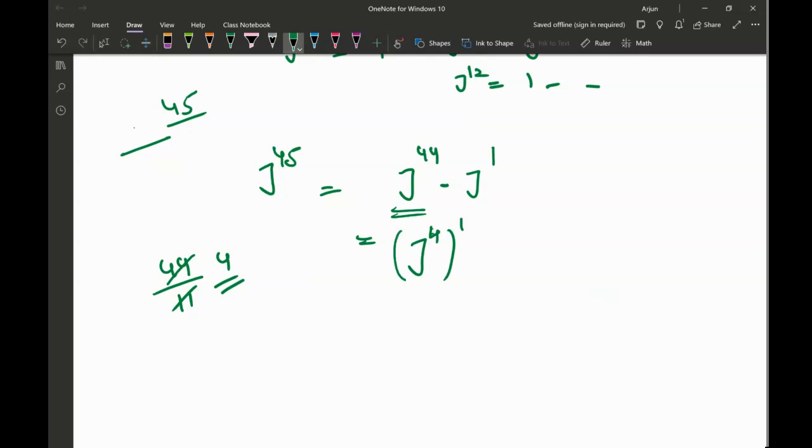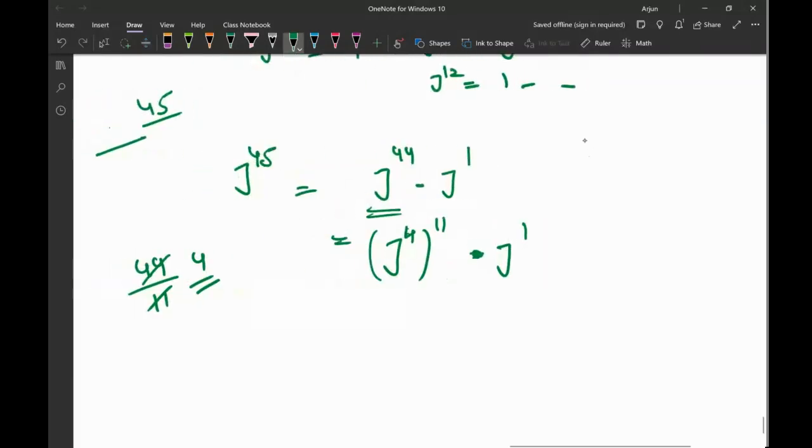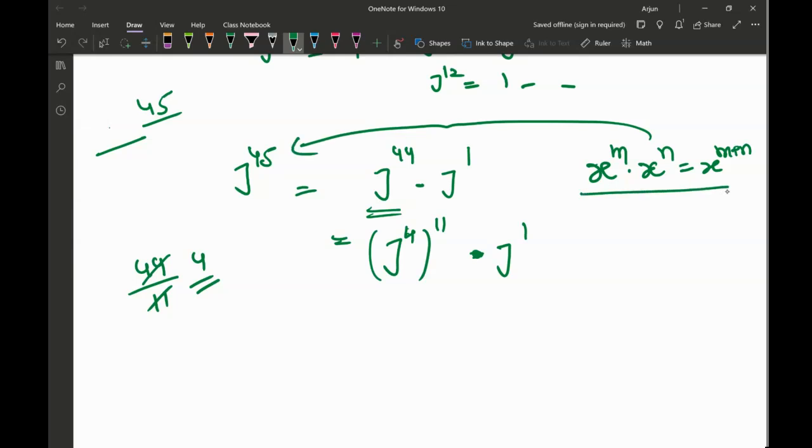j to the power of 4 raised to the power 11, times j to the power of 1. I've used the same exponential rule, x to the power m times x to the power n equals x to the power m plus n. Based on that, x to the power of 45 I opened as x to the power 44 times x to the power of 1. That's what I declassified it into.